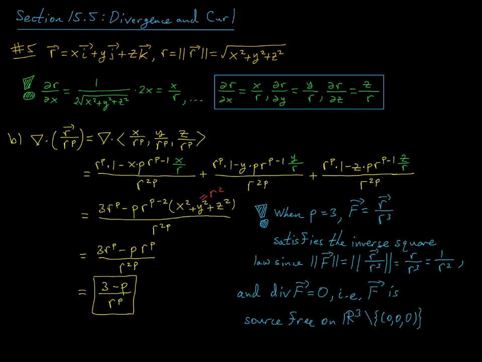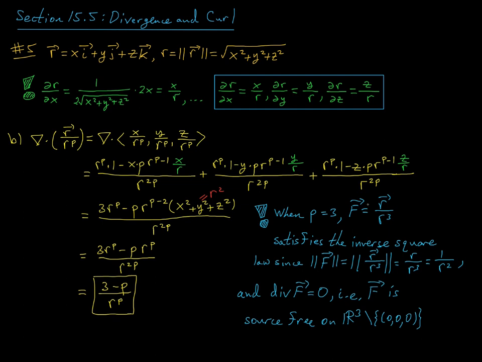Okay, so a couple big takeaways from all these calculations. The first thing I want to highlight is the fact that when p is equal to 3, this radial vector field, where you have r over the cube of its magnitude, satisfies the inverse square law that we discussed back in section 15.1. And this takes special note here because a lot of forces in the universe satisfy this inverse square law. An example is, say, the gravitational force.